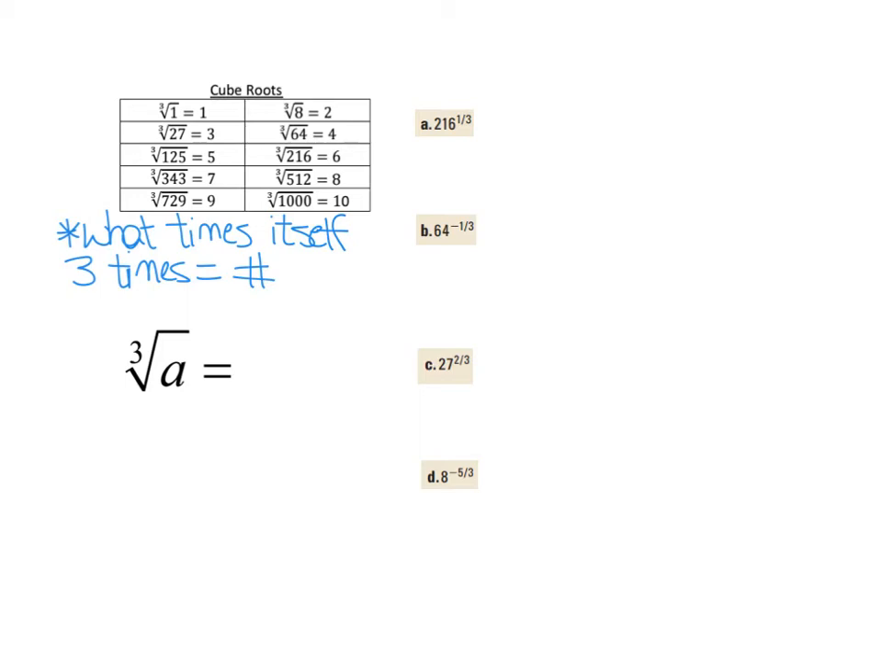Now, I've given you a table up to the cube root of 1,000. You can use your calculator, but we're not going to look at real huge perfect cubes because they get big pretty quick. Now, based on what we just talked about, if I had the cube root of a, how could I write that using a fractional exponent?